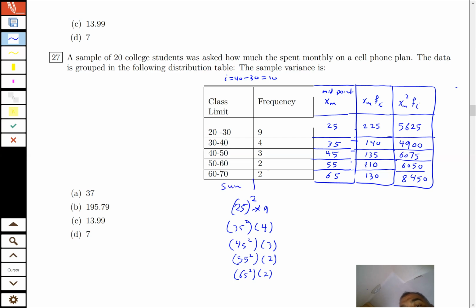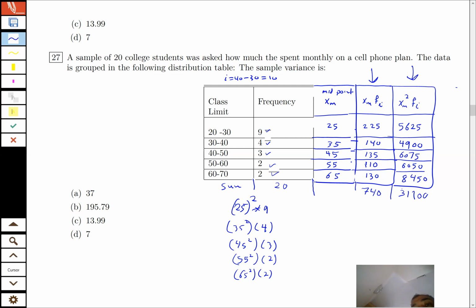Of course, I need the sum of the frequency, which is 9 plus 4, that's 13. 13 plus 3 is 16, plus 4, that's 20. And also we need the sum of that column, xm times the frequency, which is 740, and the sum of xm squared times the frequency, which is 31100. Once we get that one, we could answer all the coming questions.